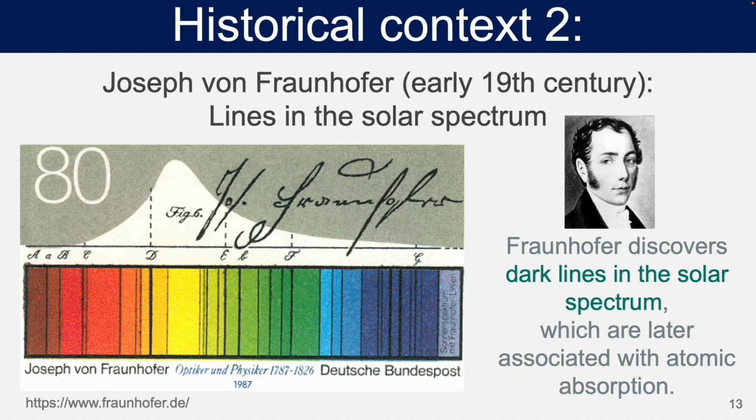Later, these lines were linked to atoms in the sun's atmosphere, absorbing specific wavelengths of light. Fraunhofer didn't know the quantum explanation, but he gave us a powerful tool: the precise measurement of spectra. Those black lines were the fingerprints of atoms. This was the first connection between light and the internal structure of matter.